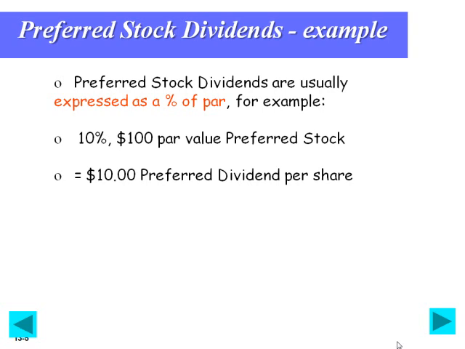So let's take a description of preferred stock. 10% $100 par value preferred stock. And we're going to see higher par values on preferred stock because the dividends are calculated as a percentage. So in this case, for this particular stock, the dividend is $10 per share. It's a firm amount, unlike common stock, which fluctuates at the whim of the board of directors.